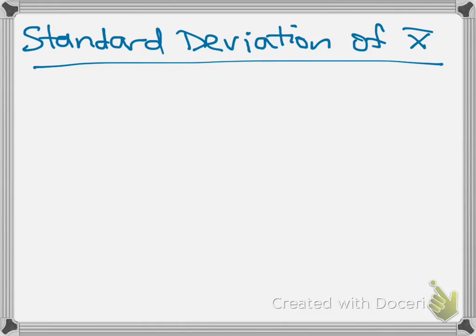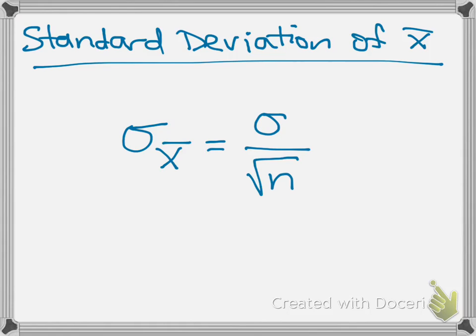Again, I'm not going to bore you with the derivation for the standard deviation formula, but if you're interested in seeing it, you can come talk to me and we can work through it together. But the formula that you need to be familiar with is that the standard deviation of x bar, so the standard deviation of your sample mean, is the standard deviation of your population, sigma, divided by the square root of n, where n, again, is your sample size.